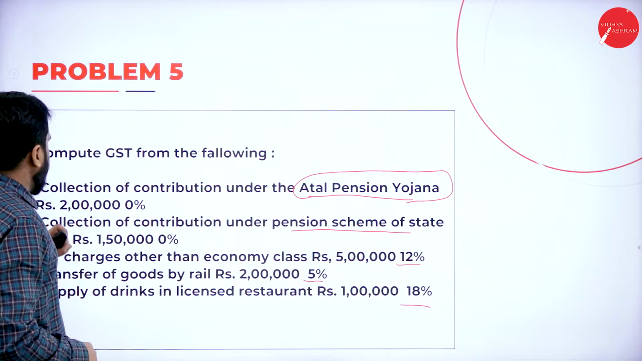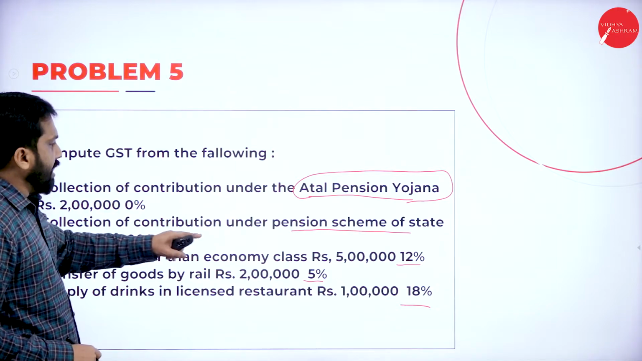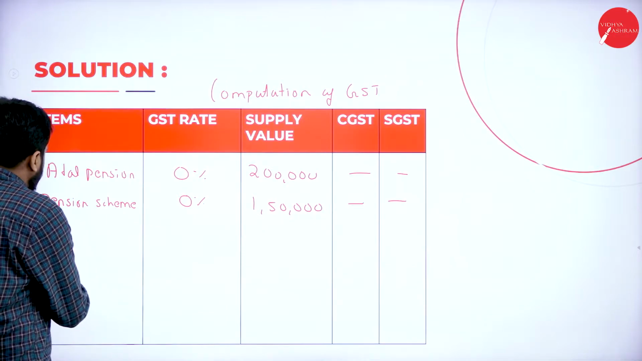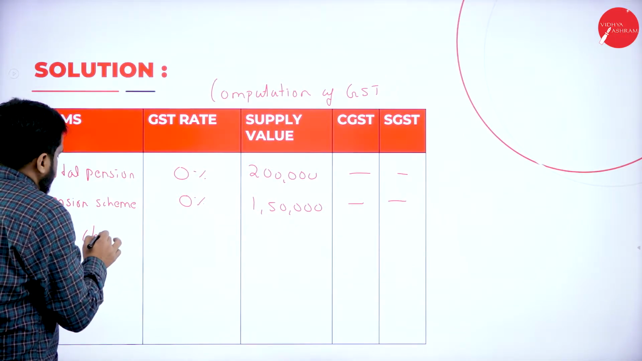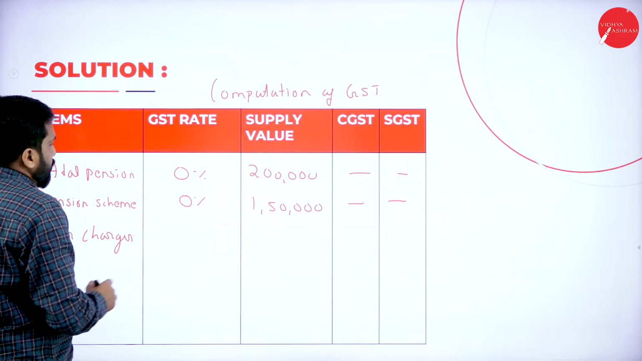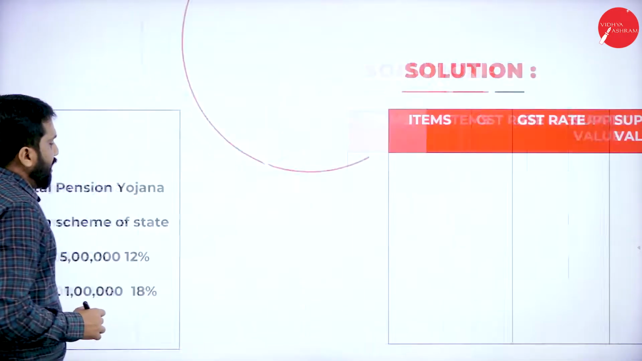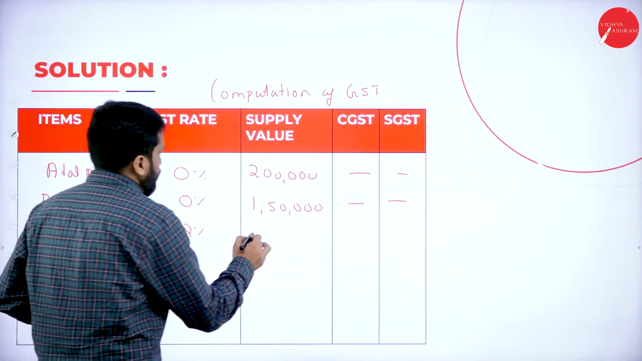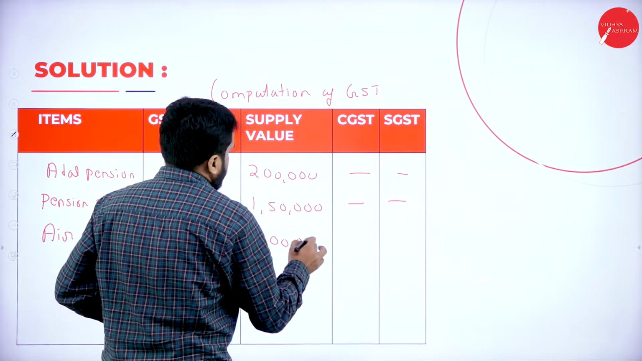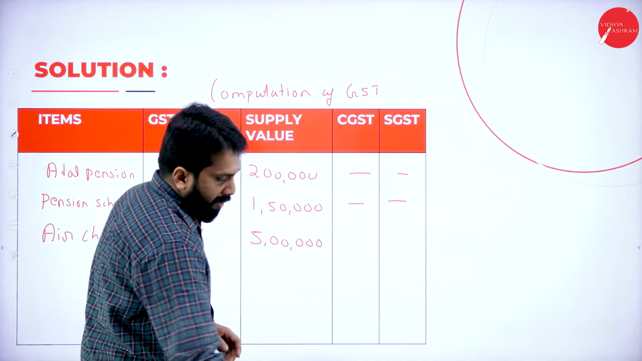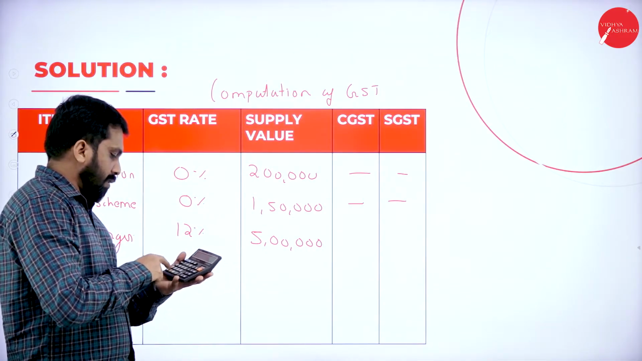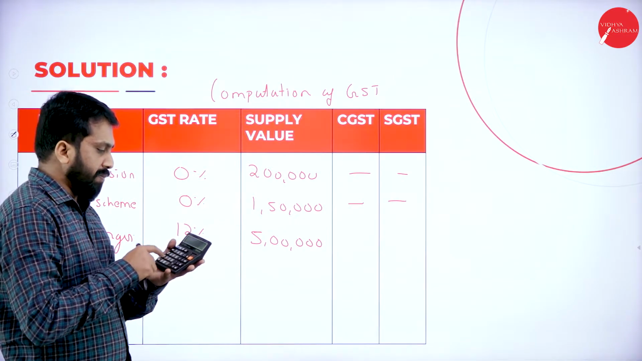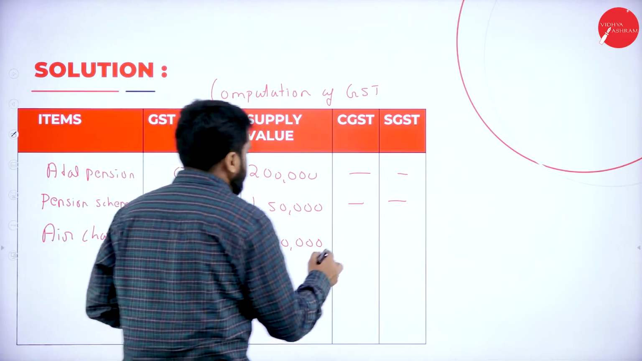Then we have air charges other than economy class. It is 5 lakh at 12%. So it is 12%. What is the value? Air charges value is 5 lakh. So on 5 lakh, we'll calculate 12%. Into 12%, we get 60,000, divided by 2. It will be 30,000 and 30,000.